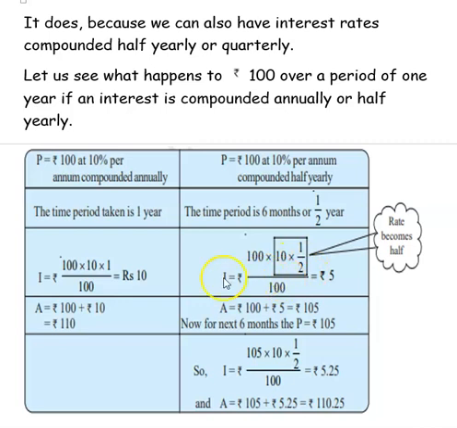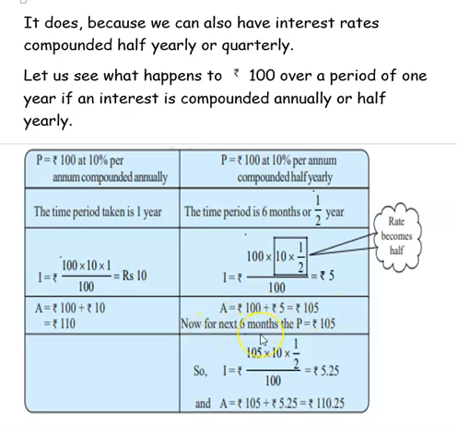Now here, in the previous case it was 1 year, but in this case it will become half year. So it is half. So 100 into 10 into half divided by 100. This is the formula. Now if you simplify this, 10 into 1/2 will become 5. So 5 into 100 is 500 divided by 100, you will get ₹5. So here the interest is ₹5 for half year. After half year, our amount will become principal plus interest. So principal is 100 plus interest is ₹5, so it will become ₹105.